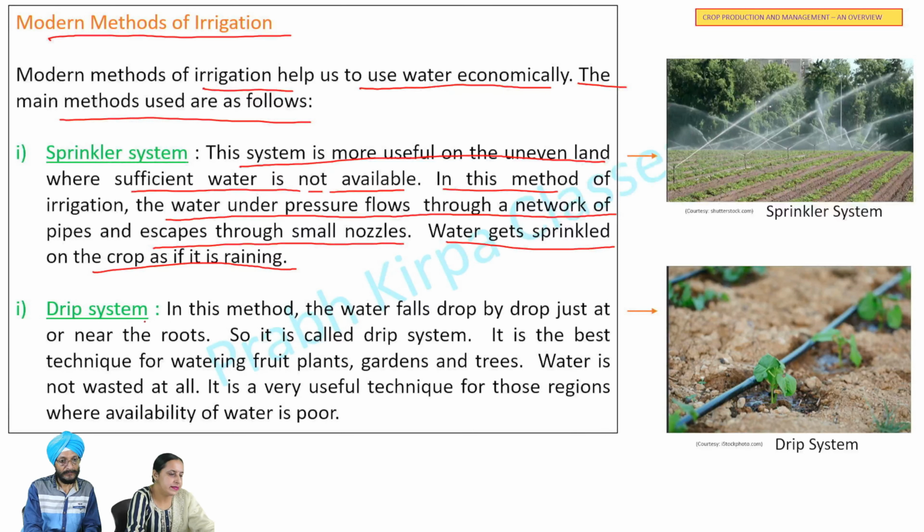Second is the drip system. In this method, the water falls drop by drop just at or near the roots. So it is called the drip system. It is the best technique for watering fruit plants, gardens and trees. Water is not wasted at all. It is a very useful technique for those regions where availability of water is poor.